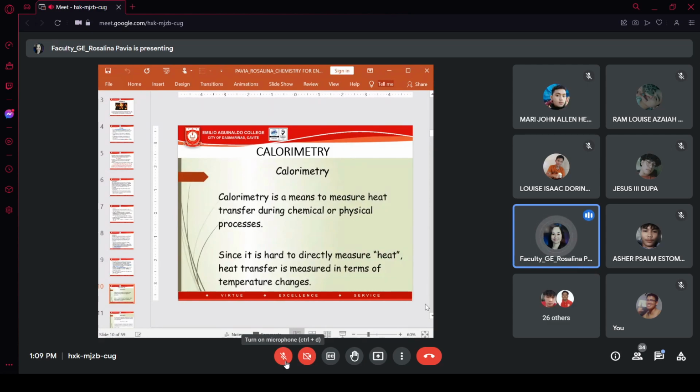Okay. So calorimetry is a means to measure heat transfer during chemical or physical processes. Sa chemical, of course, chemical reactions are involved. Sa physical processes, that means to say, there's no chemical change that will happen, but there shall be changes with respect to the temperature that will render the transfer of heat absorbed or released by the system. Since it is hard to directly measure, heat transfer is measured in terms of temperature changes. So how can we do that? By making use of calorimetric process.